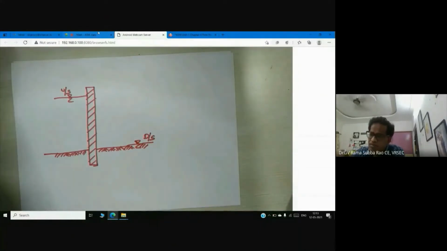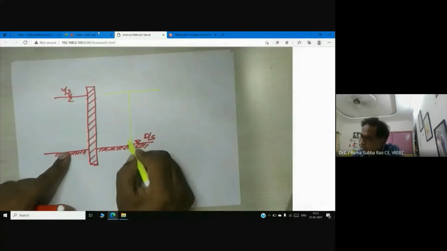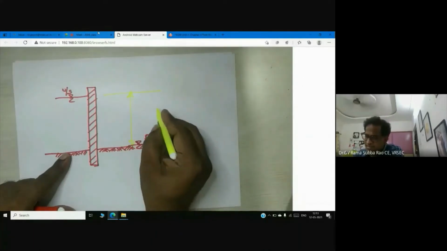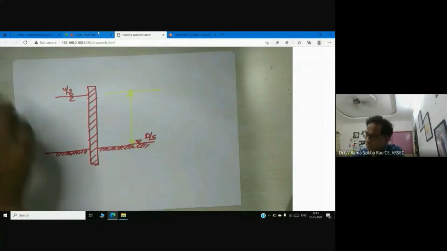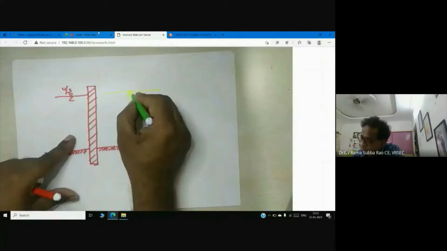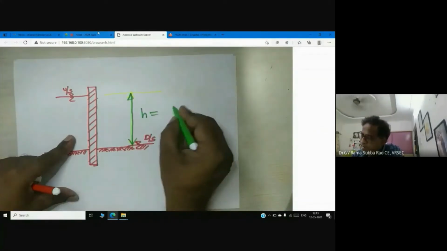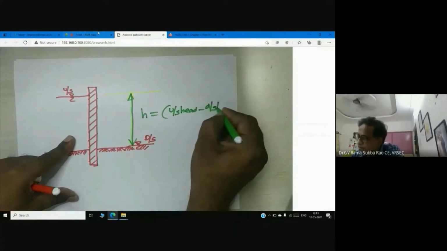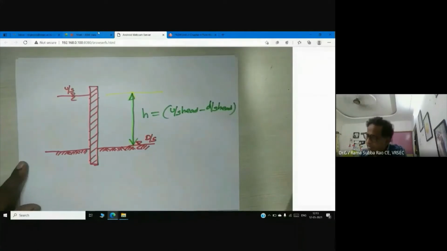Now anyone can tell me what is H here? You can speak now. What is H here? This color may not be impressive, let me change the color. This is H. Can anyone tell me upstream head minus downstream head? This is the difference of upstream minus downstream. Now the thing is, here you see, it's very important.